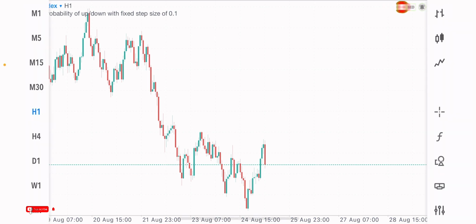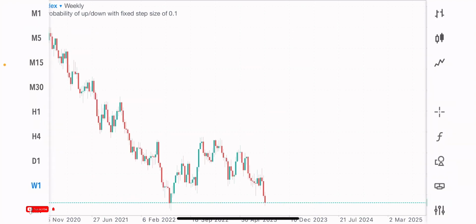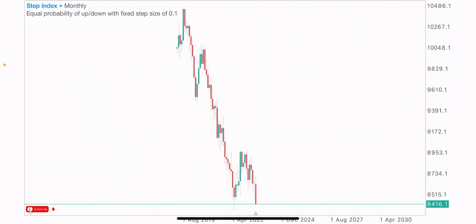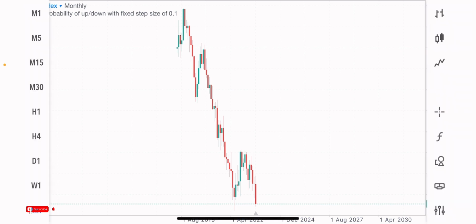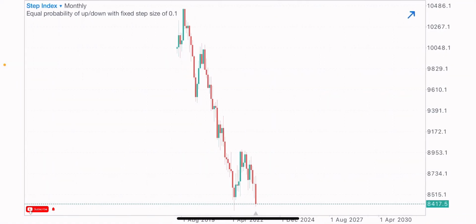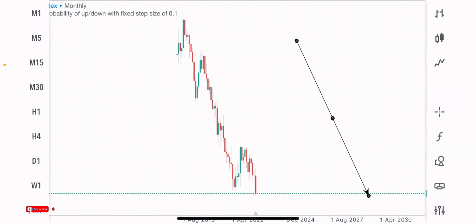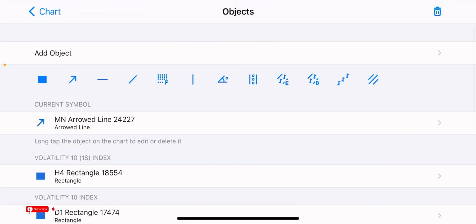So whenever I want to analyze the market, it's advisable to start from the high time frames. It can be the daily time frame, the weekly time frame, or the monthly time frame, whichever of these three. But we'll be starting from the monthly time frame on Step Index. As we've seen here on the monthly time frame, the market has been on a downtrend, creating lower highs and lower lows. The next thing we do is identify the key levels and zones the market formed.